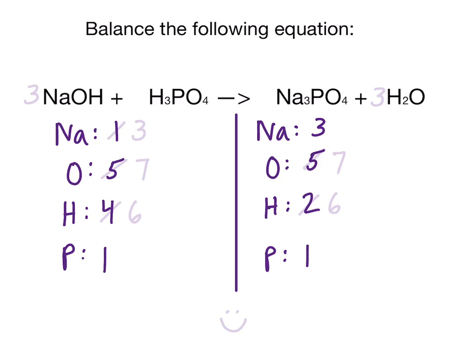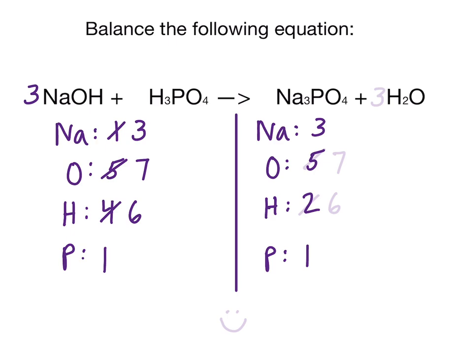So since on the product side we have 3 atoms of sodium, we can add a coefficient of 3 to our sodium hydroxide, and that gets us to 3 atoms of sodium on the reactant side. But that will also impact our numbers for oxygen and hydrogen. So now instead of having 5 atoms of oxygen on the reactant side, we're going to have 7, and instead of having 4 atoms of hydrogen, we'll have 6.